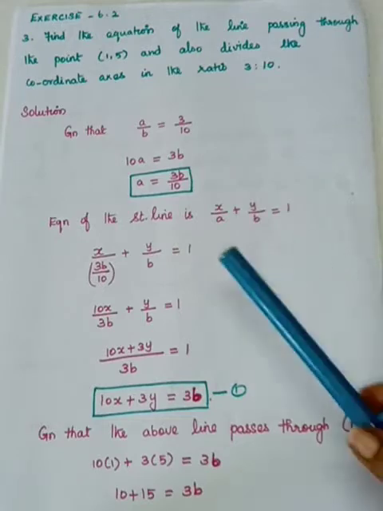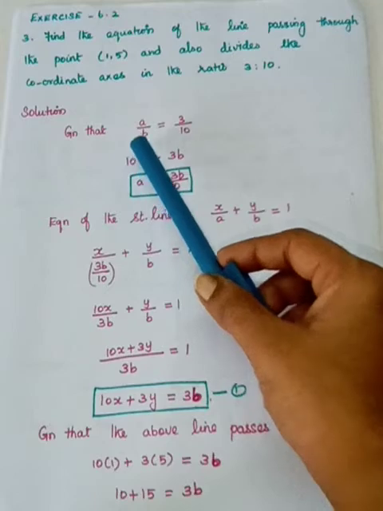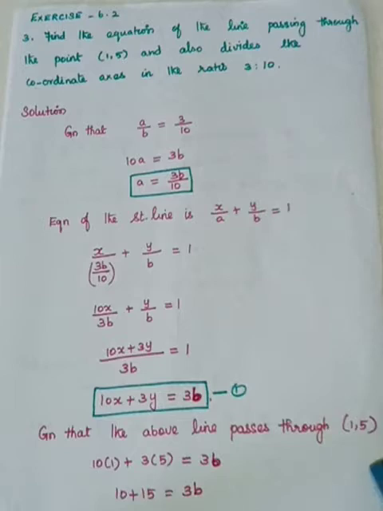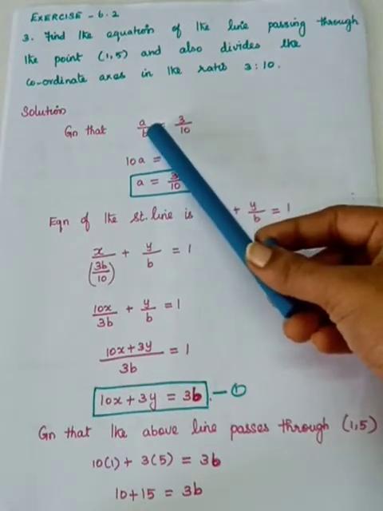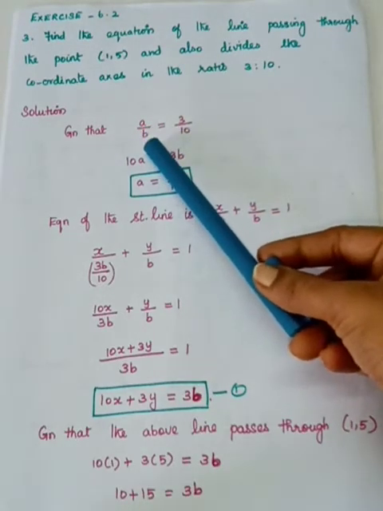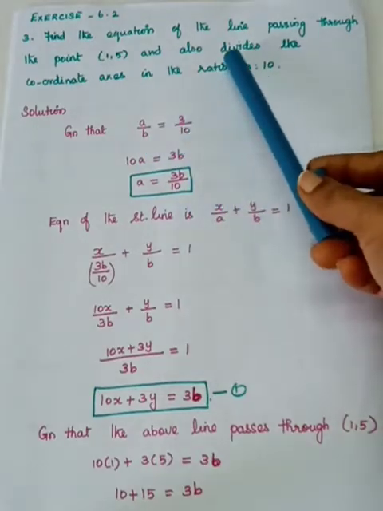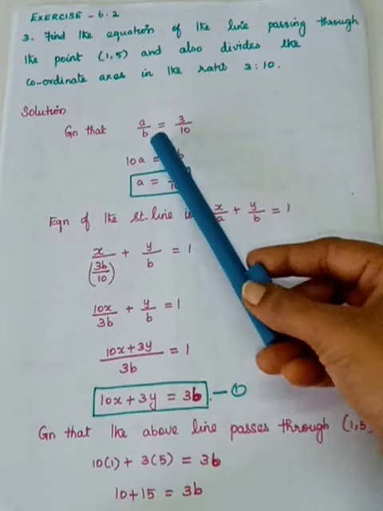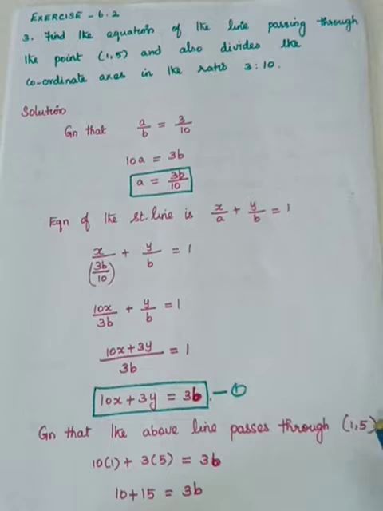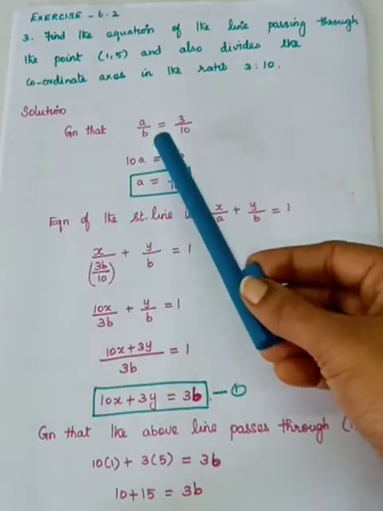So here the ratio is given. The straight line divides the coordinate axes, that is the x axis and y axis, so definitely the straight line touches the x axis as well as the y axis. So we'll take the intercepts. It is given that a by b is equal to 3/10, where small a is the x intercept and small b is the y intercept. If we cross multiply, 10a is equal to 3b, and a is equal to 3b by 10. So we have taken the intercepts.